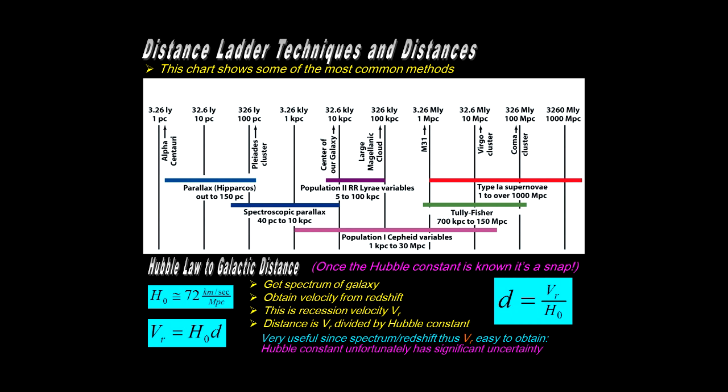It's very useful because the spectrum of the galaxy or the distant luminous object is easy to obtain, and you get the recession velocity from the shifting of those absorption lines. And the Hubble constant is, unfortunately, not real certain. So the limitation on the usefulness of this is that Hubble constant. But nevertheless, this is very easy to apply, and it applies to cosmological distances. So this will conclude this particular lesson.